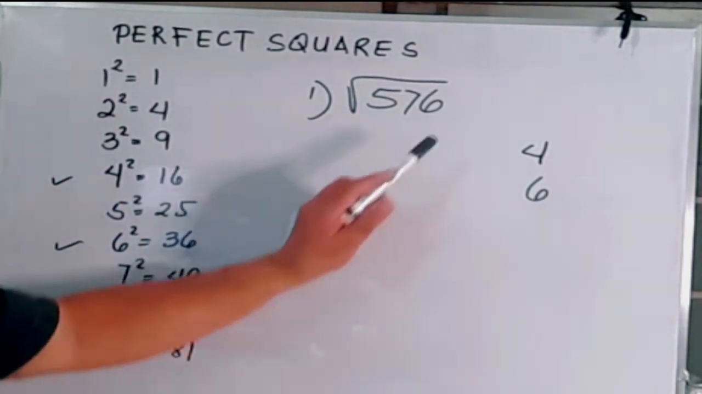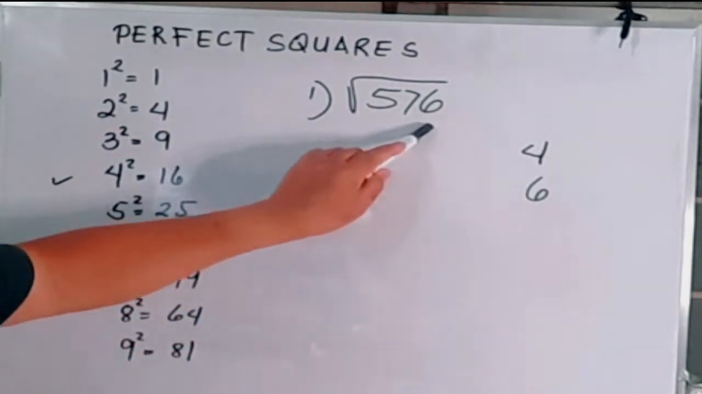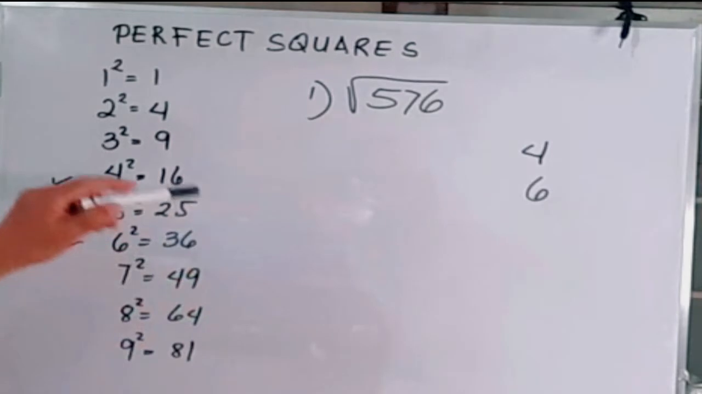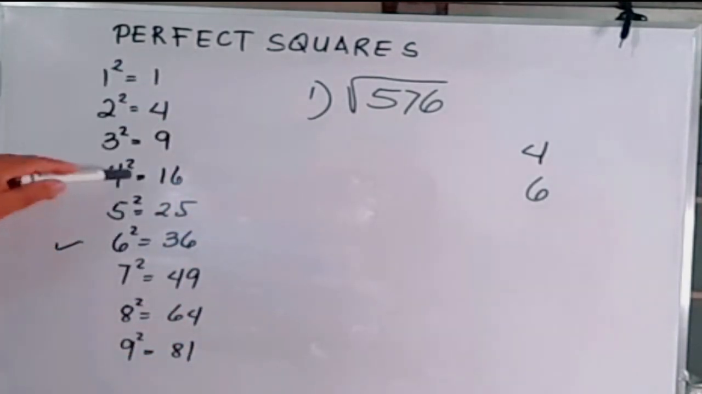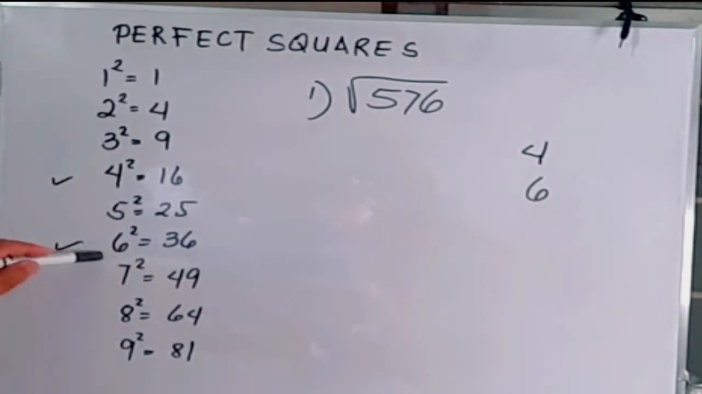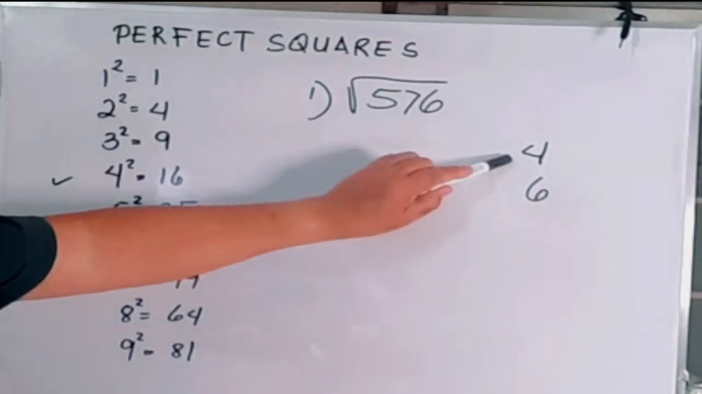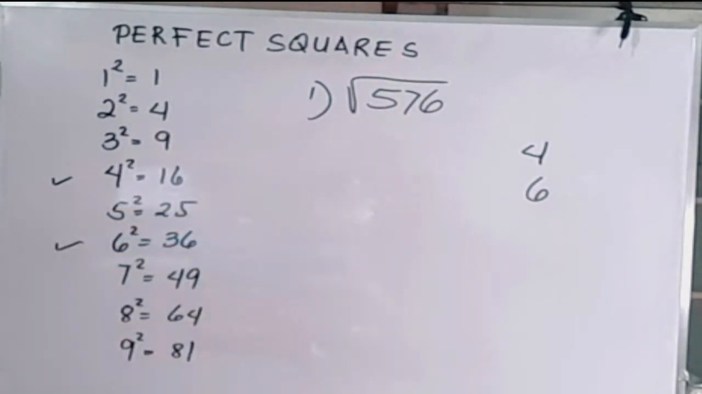I repeat, the last digit in your 576, which is 6, find your 6 in your reference table, which is 16 in 4 squared and 36 in 6 squared. That means that the last digit of your answer is either a 4 or a 6.